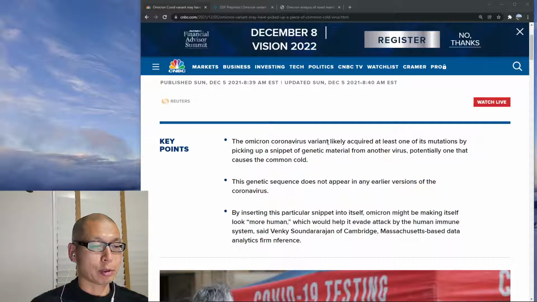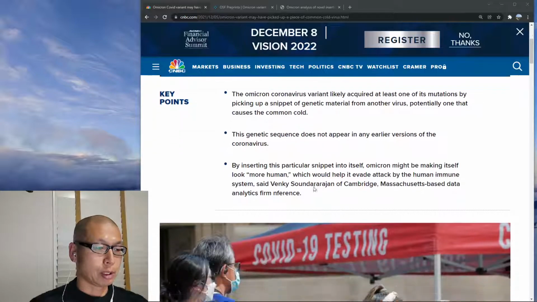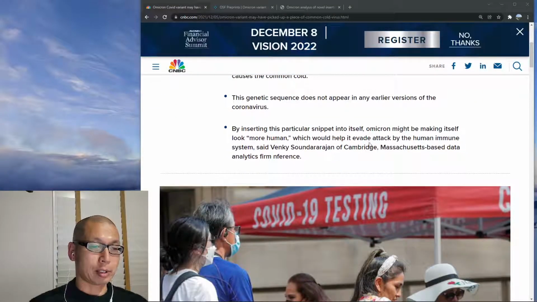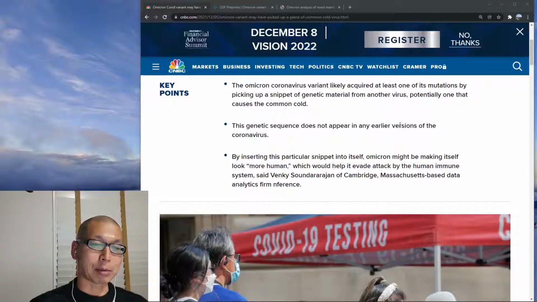The Omicron coronavirus variant likely acquired at least one of its mutations by picking up a snippet of genetic material from another virus, potentially one that causes the common cold. That is probably an overstatement. This genetic sequence does not appear in any earlier version of the coronavirus. True. By inserting this particular snippet in itself, Omicron might be making itself look more human, which would help it evade attack by the human immune system. Okay, that's probably not true.